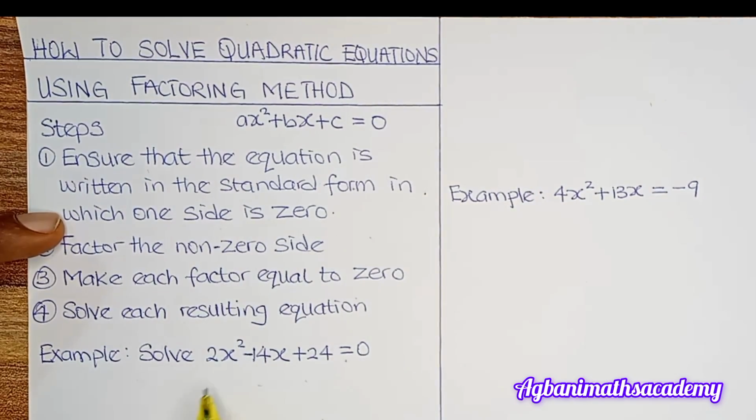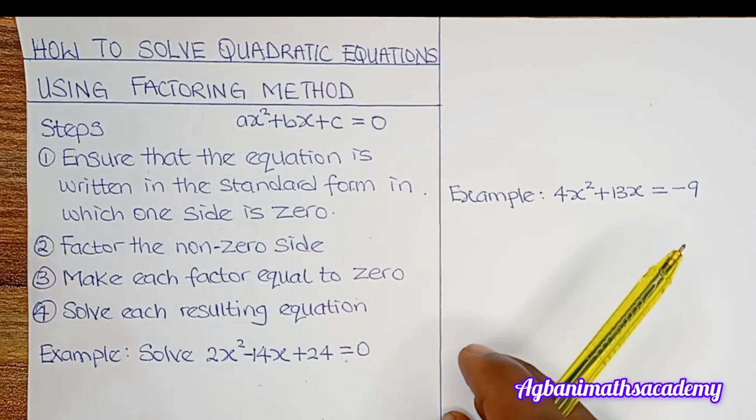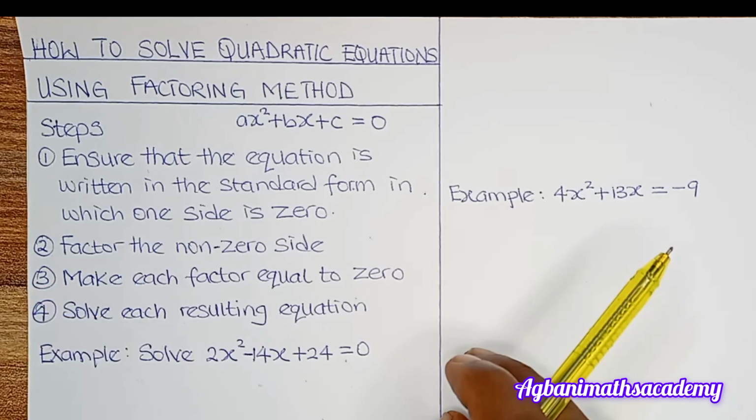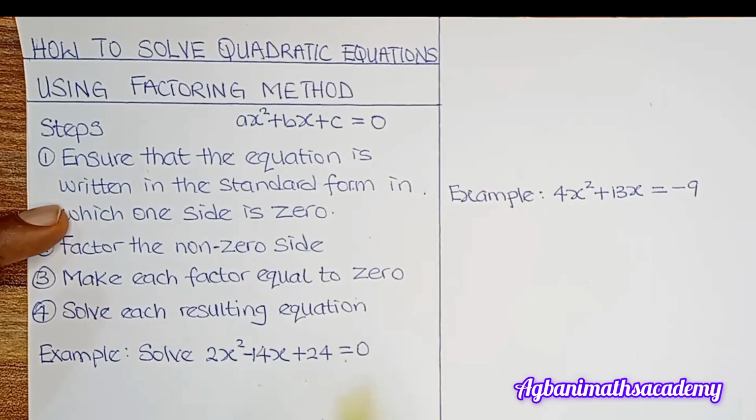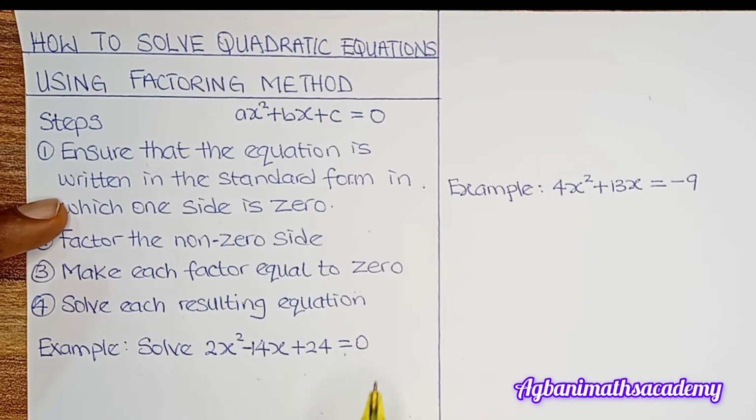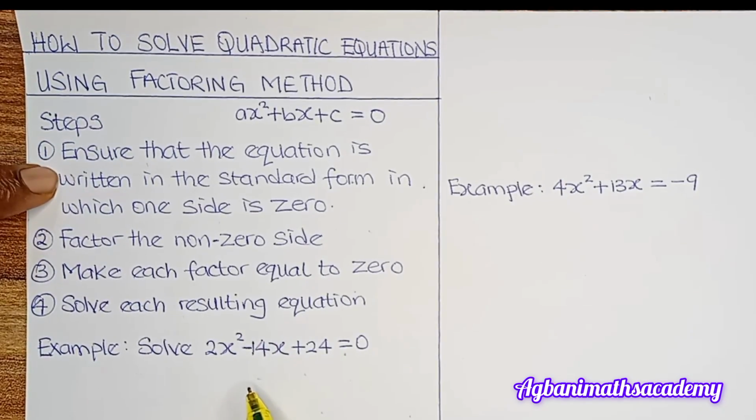So let's apply this process on this particular question. We have solved this same question using the formula method, and you can watch that on my playlist on quadratic equations. Okay, so we are solving 2x squared minus 14x plus 24 is equal to 0. If you look at this question, you can see that it conforms to the first step. The right side is already equal to 0, so we don't need to bother with the first step.